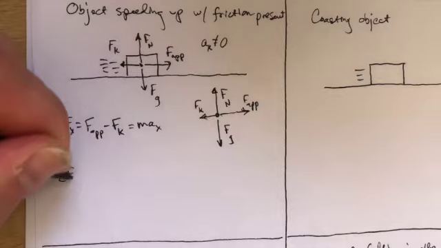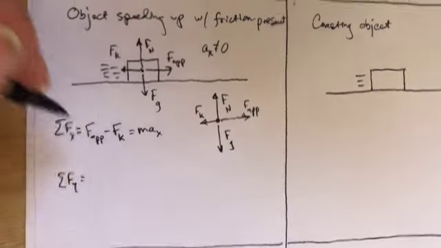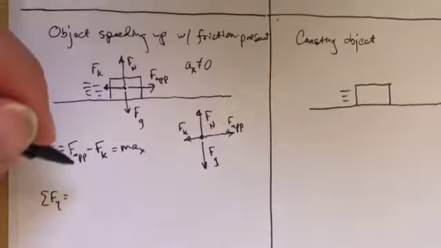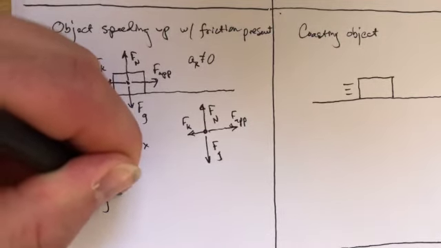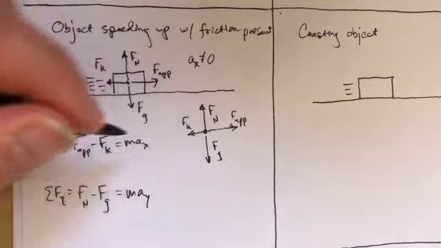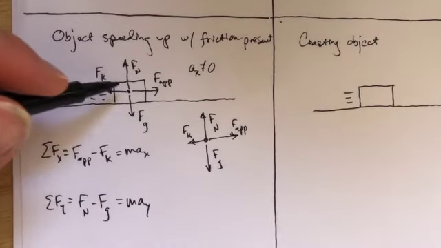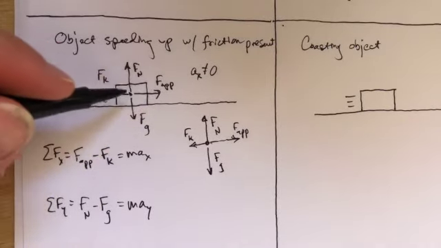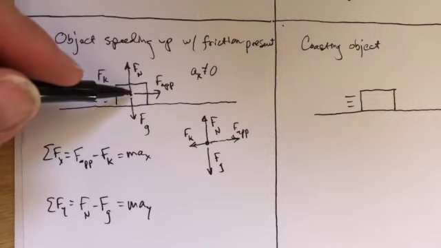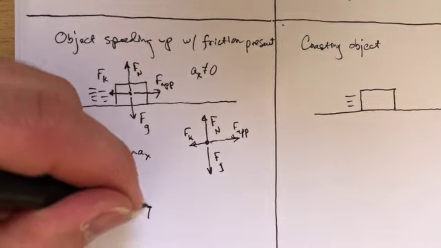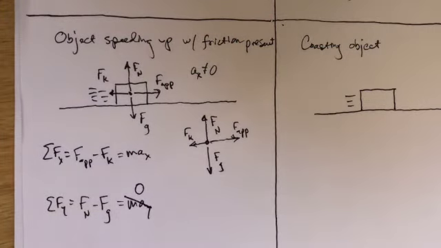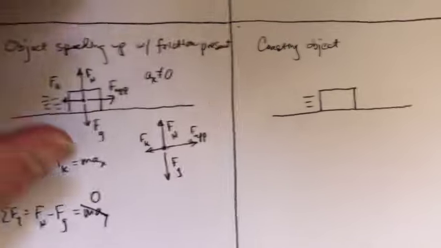In the y direction, it's the same as it was before. F sub n minus F sub g equals MAY, but like I said, the acceleration in this situation is only in the x direction. If it was accelerating upward, it would have to be getting popped off the table somehow or sinking into the ground. That doesn't happen. So again, this is just going to end up being 0. And you're going to find out that that works out that way almost every single time.